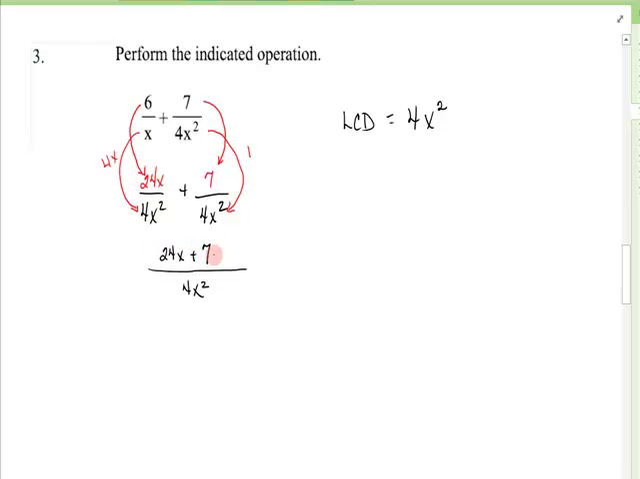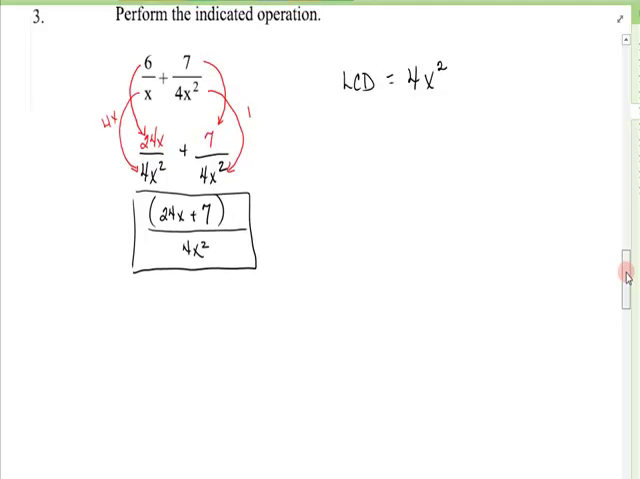And you have 24x plus 7. Can you factor the top? The answer is no. And since you can't factor the top, there's no reducing. It's done. Those parentheses are optional. I put them on there to emphasize that you can't reach in there and divide out from a term.